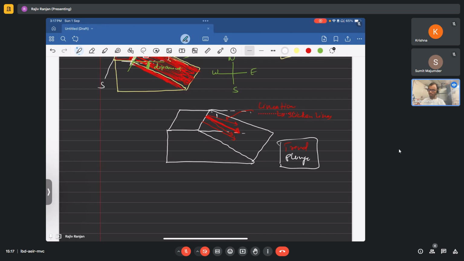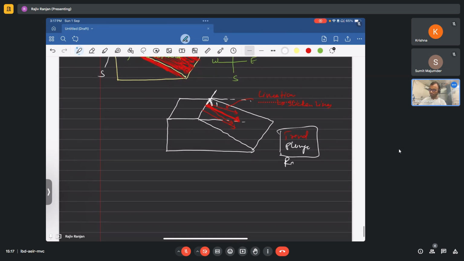There is one other attitude which we take, I won't say that it's that important, which is called rake. Rake is also called pitch. This is measured with respect to the strike of the bed to the lineation, on the fault plane. Remember this: it is measured on the fault plane. So this angle on the fault plane is called rake, or pitch.